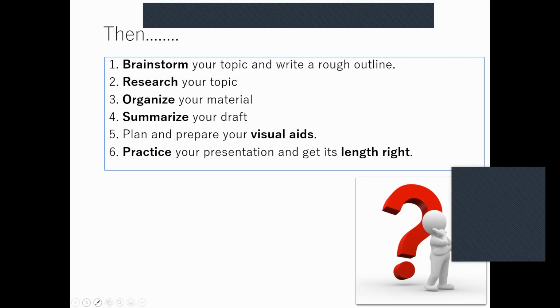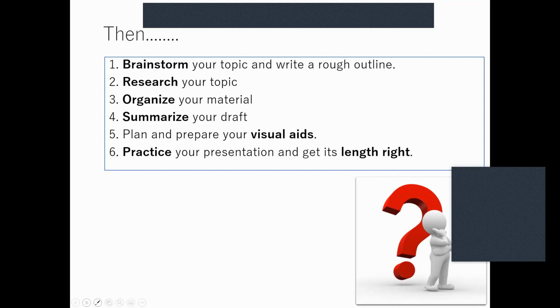So now I will explain in short what that means. Number one, brainstorm your topic. What is the meaning of brainstorm? Brain, our brain, and storm, okay? Brainstorm means that you have to think a lot. So brainstorm your topic and write a rough outline. You have to think properly, think a lot, and then write a rough outline.